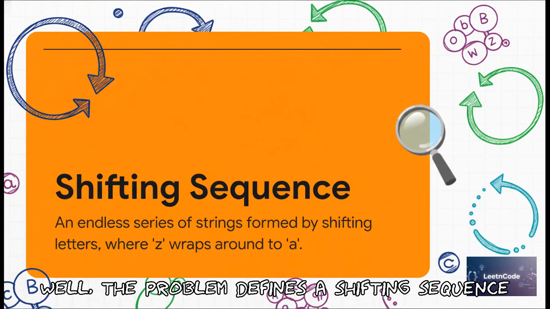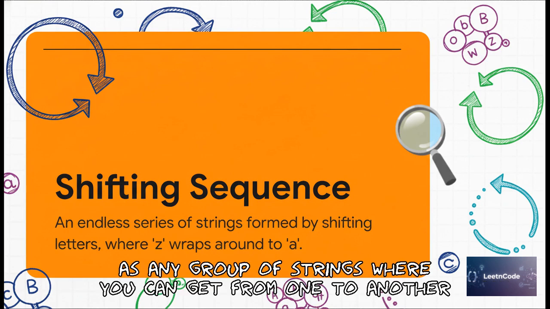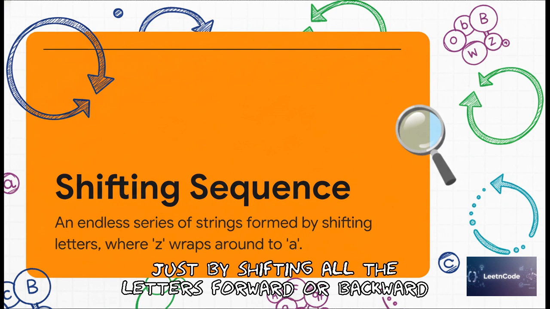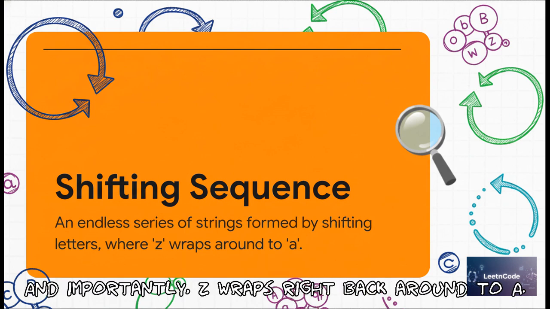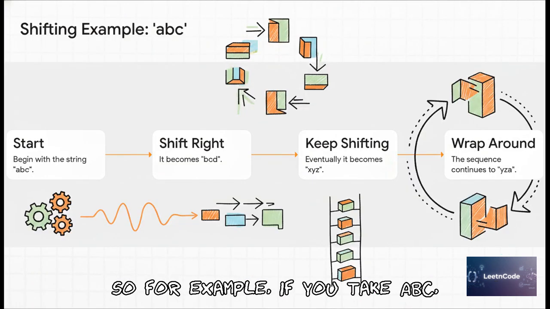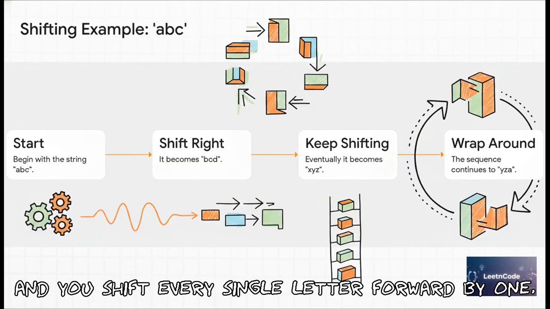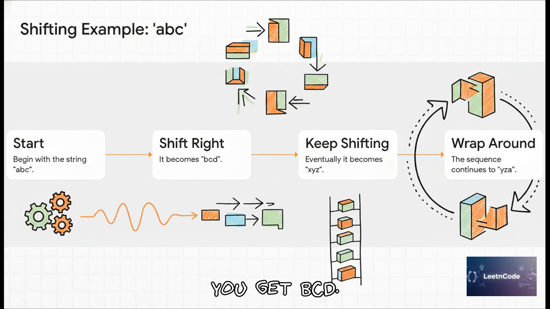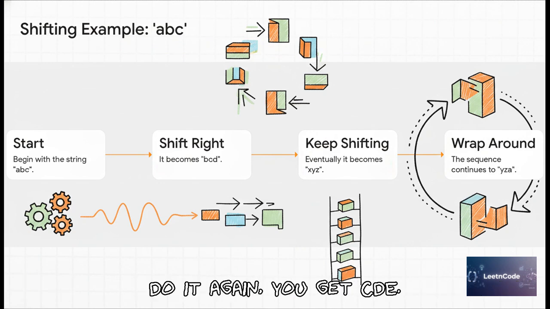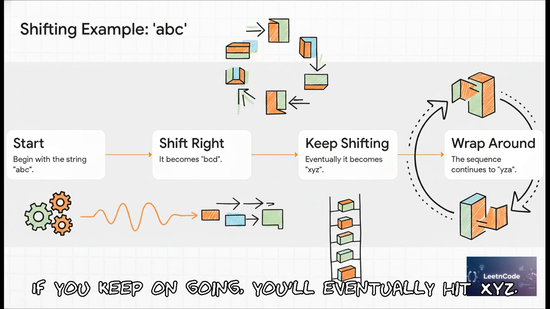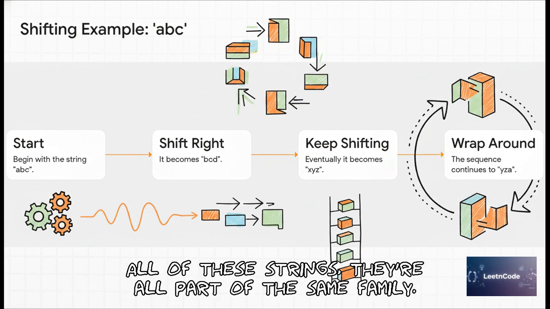Well, the problem defines a shifting sequence as any group of strings where you can get from one to another just by shifting all the letters forward or backward in the alphabet. And, importantly, Z wraps right back around to A. So, for example, if you take ABC and you shift every single letter forward by one, you get BCD. Simple enough. Do it again, you get CDE. If you keep on going, you'll eventually hit XYZ. All of these strings are part of the same family.